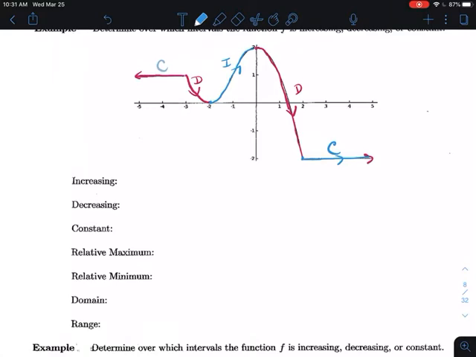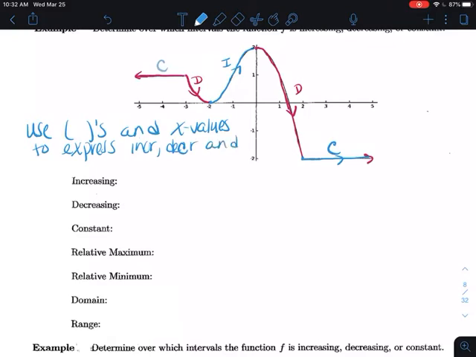Remember that you have to use parentheses and x values to express increase, decrease, and constant. That's the one thing you have to remember to do. Always use x values. So increasing. The first question says where it's increasing. It's increasing on one interval, from what x value to what x value. It increases from -2 to the x value of 0. So that piece here, from -2 up to that point at x equals 0.